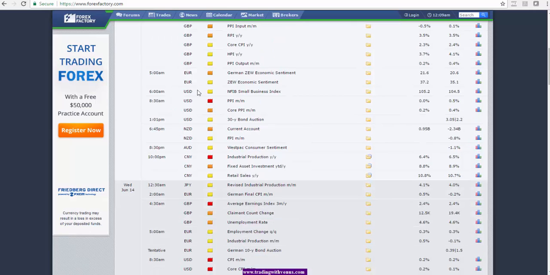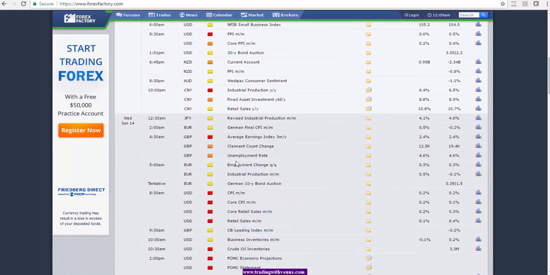Further into the New York session here, we have PPI numbers for US here, as well as the current account number for New Zealand dollar in the Asian session. Industrial production numbers for China. These numbers will also have an impact on Australian dollar as well as the New Zealand dollar, as they are big export partners with China.